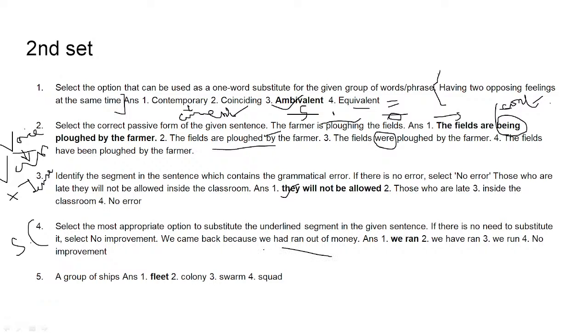It's not we had ran. We don't need a had here. We just need ran. We came back because we ran out of money. That is simple. Okay. Both are past tense and that is enough.